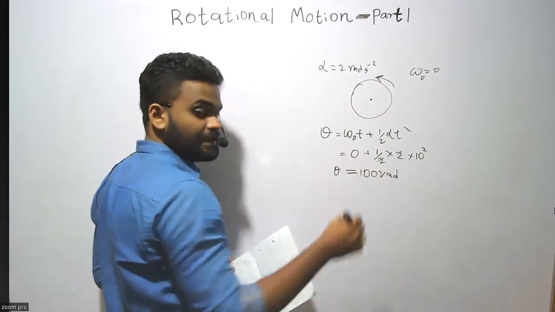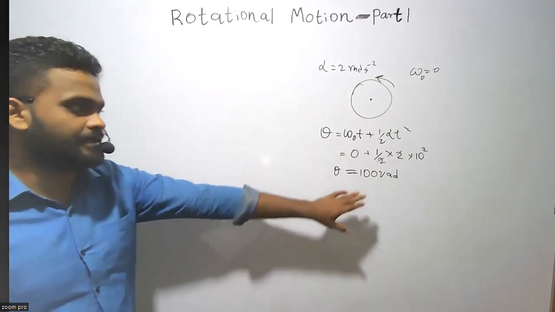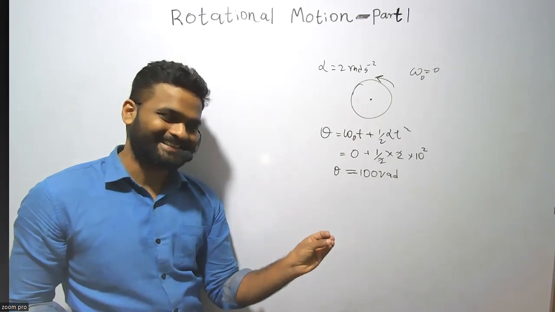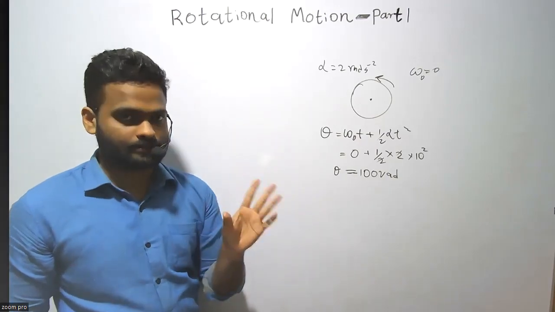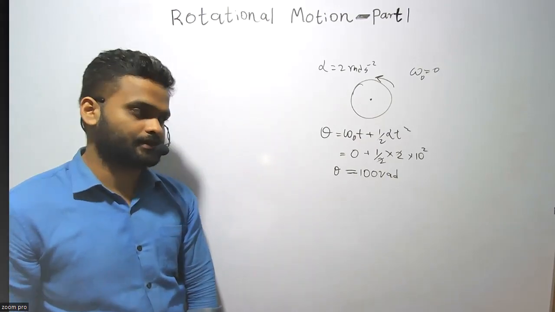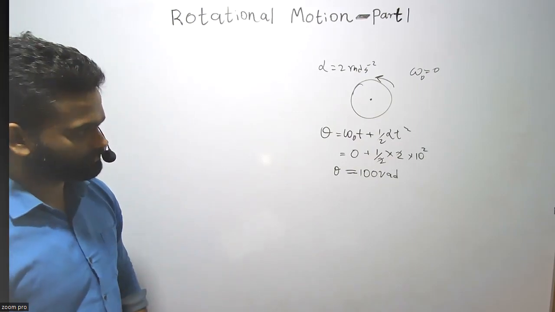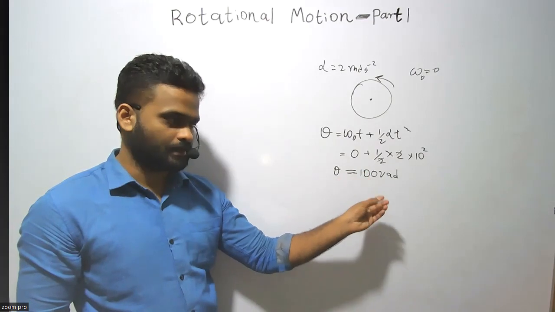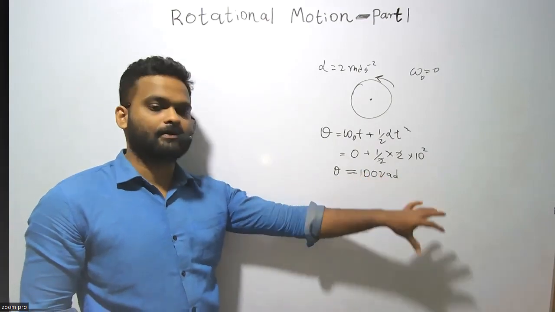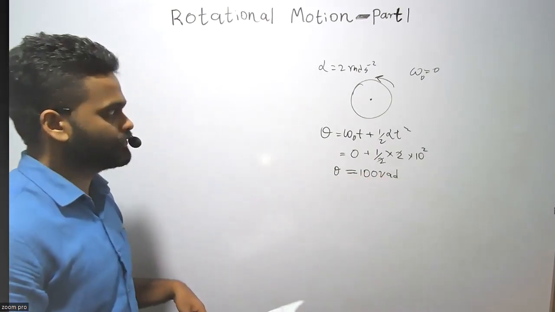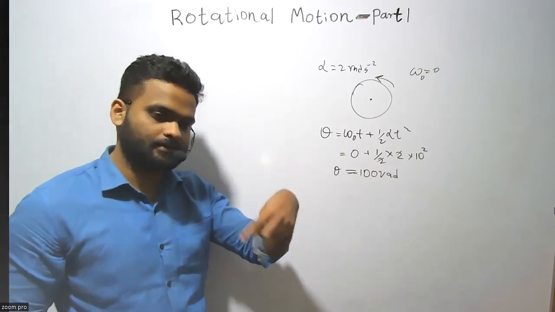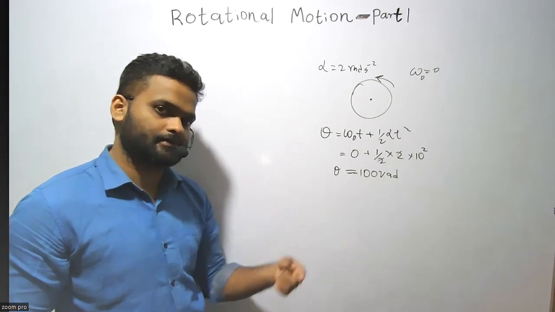So you found angular displacement in terms of radians, but the answer they ask is in revolutions. Okay, revolutions. Now you should be able to convert these radians into number of revolutions. How do we do that? Revolution means number of turns, right? Number of complete turns.